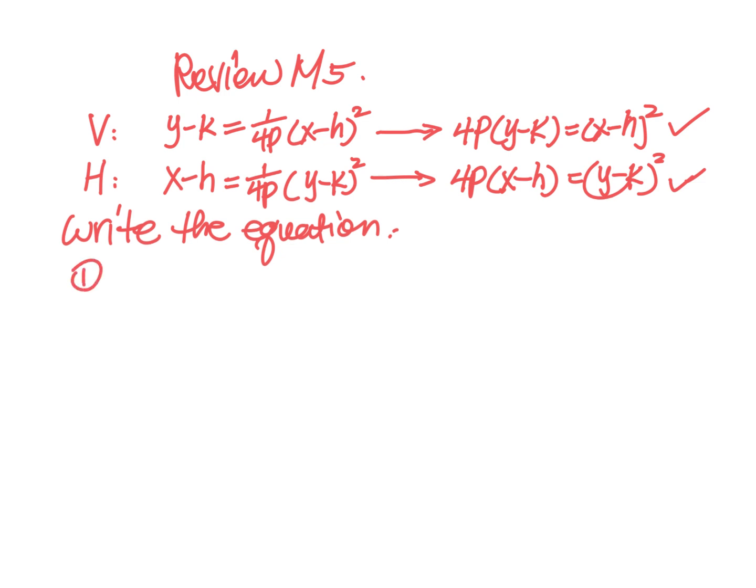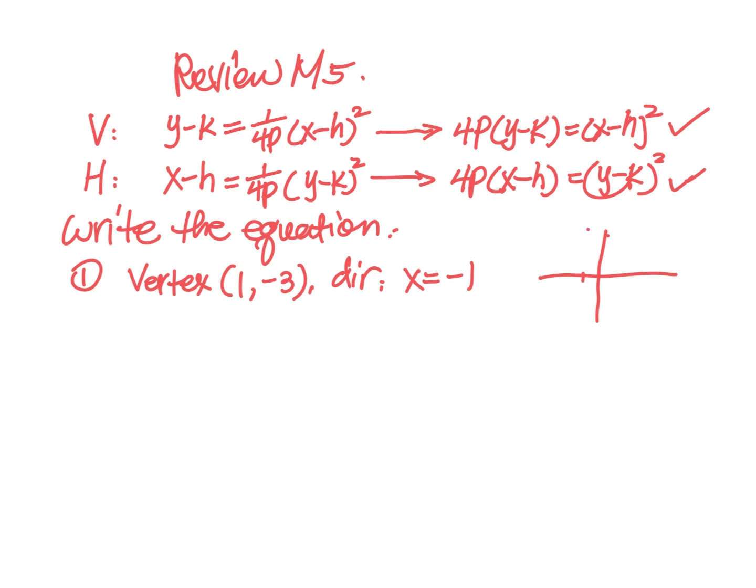First example, if I give you a vertex of 1, negative 3, and the directrix is x equals negative 1. If I want you to write the equation, I always ask students to make a little sketch. You don't need to do that much, but you see which direction, vertical or horizontal. So x equals negative 1 is right here. This is your directrix, and it's a vertical line, so the parabola is horizontal.